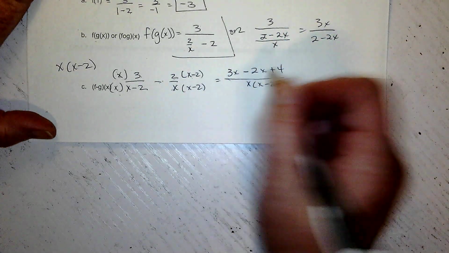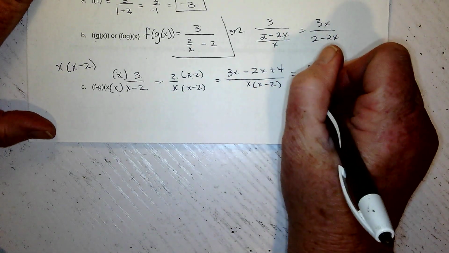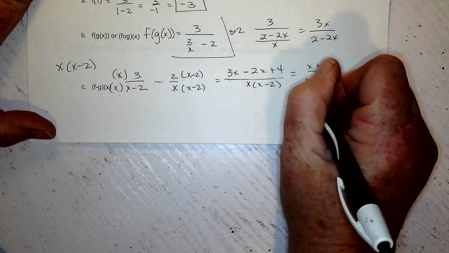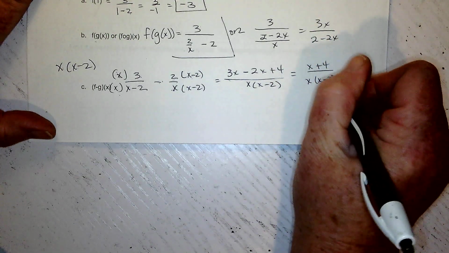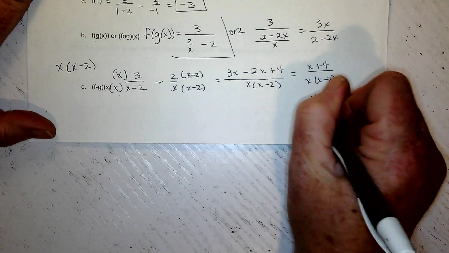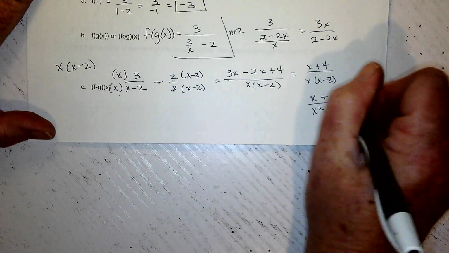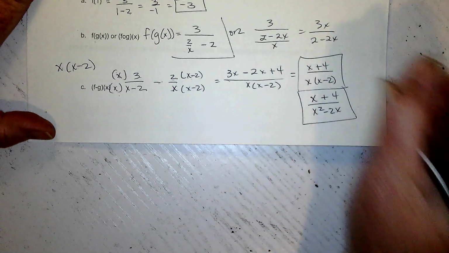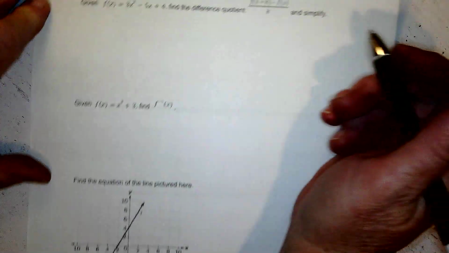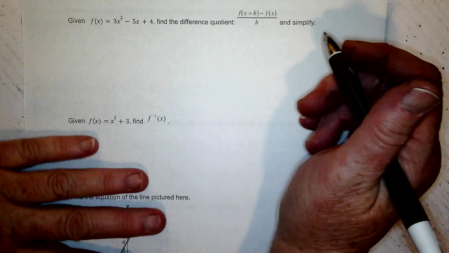And now let's just simplify my numerator. So that's x plus 4 over x minus 2. You can leave it like that, or you could go ahead and distribute your denominator. Both are correct. Either one. Okay. I want to do one more, maybe 2 more. We'll do 2 more and then we'll go to the next video.